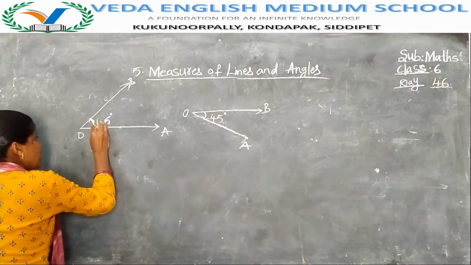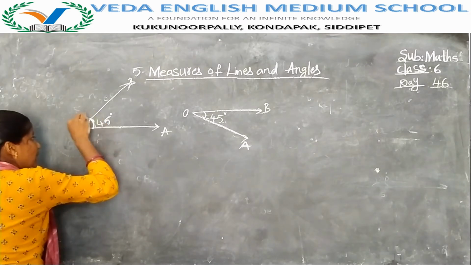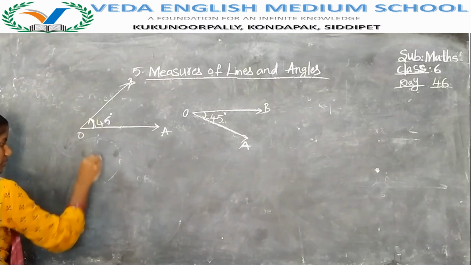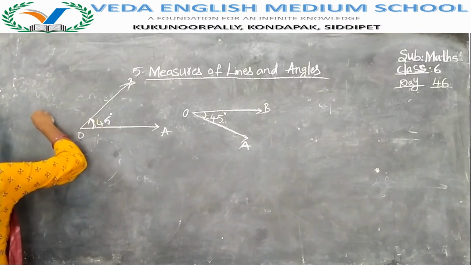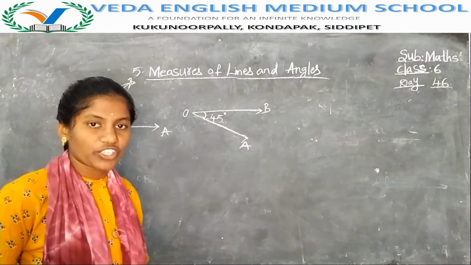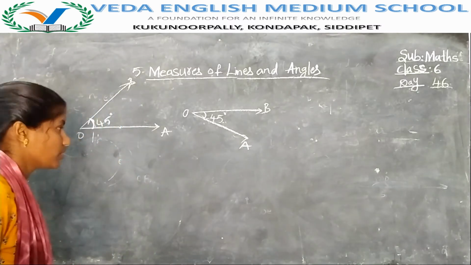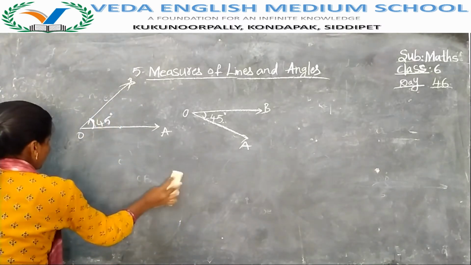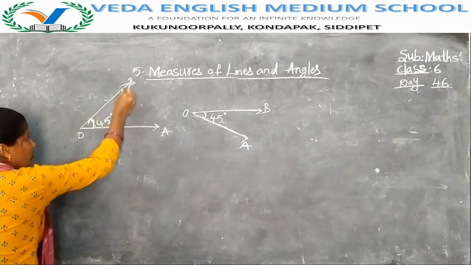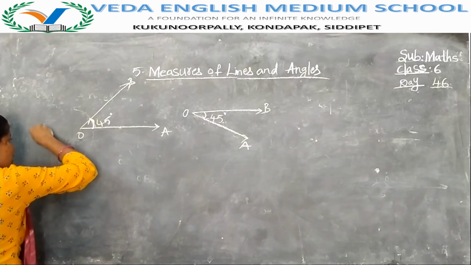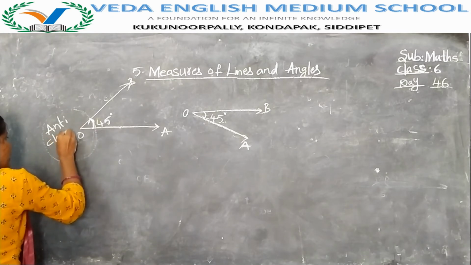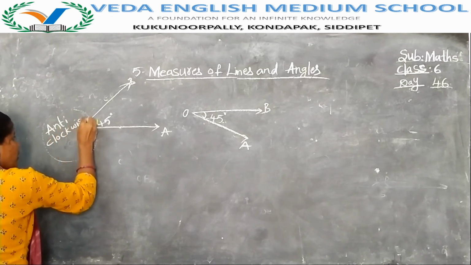Now observe the angle. This angle is moving in anti-clockwise direction. That means it is rotating like this. To draw the angles we have 2 types. One is anti-clockwise direction, another one is clockwise direction. Now here observe the first angle. This first angle AOB with 45 degrees is moving in anti-clockwise direction with 45 degrees.